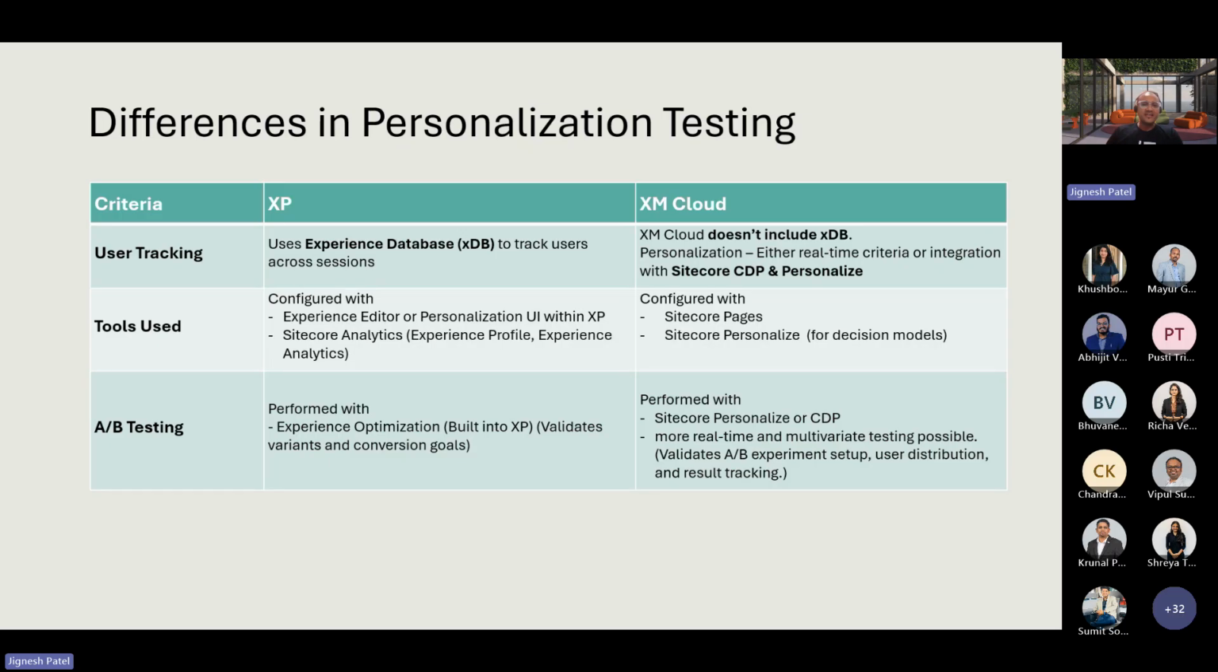The third one is A/B testing, which is performed with experience optimization built into XP. Here you validate the variants and conversion goals. In the case of XM Cloud, you perform it with Sitecore Personalize or with CDP. More real-time and multivariant testing is possible, which I already mentioned. And you can validate the A/B experiment setup, user distribution, and real result tracking.